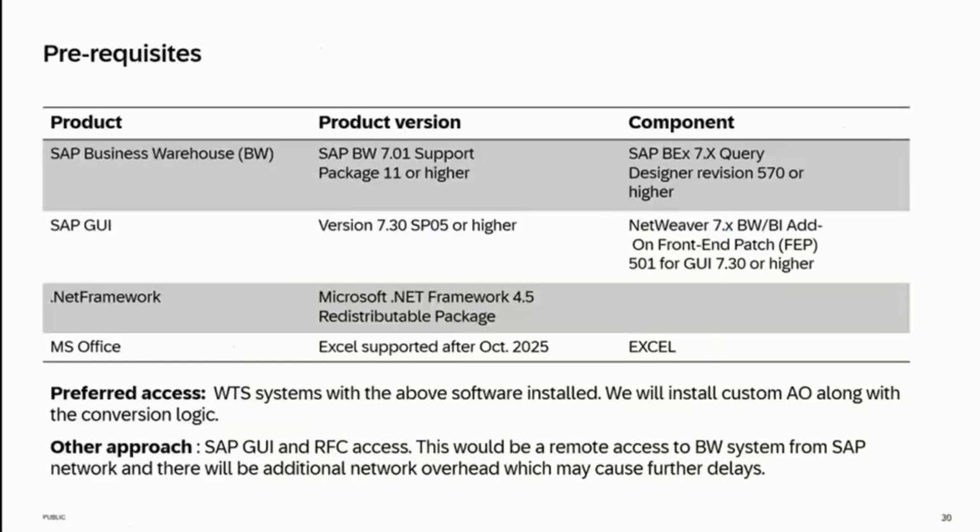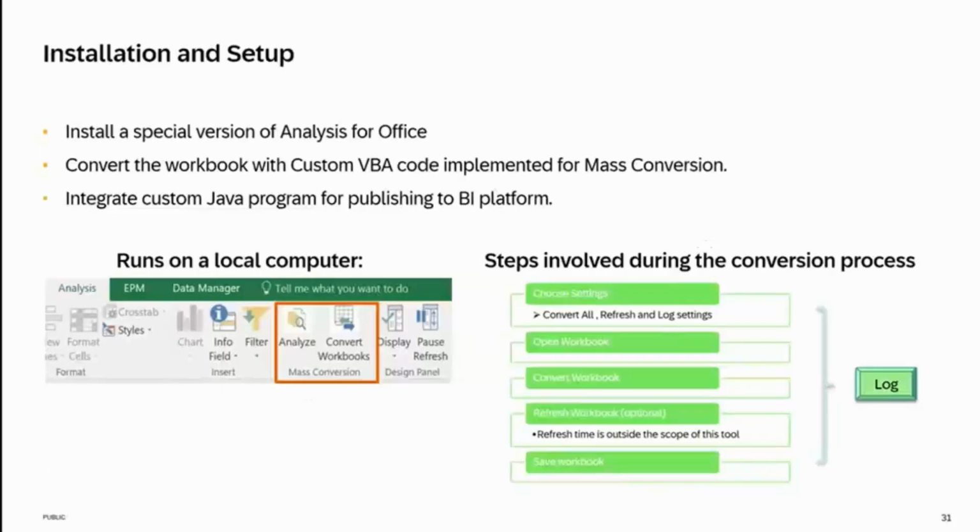Again, this is more of a reading slide for your benefit later. I'm not going to go into all these details. The nice thing is that, of course, you'll be assisted if you do engage the service, and that there'll be an installation that you're given that includes the mass migration tool, and that appears right in Excel alongside Analysis for Office, and then you can do the mass conversion assisted by SAP.